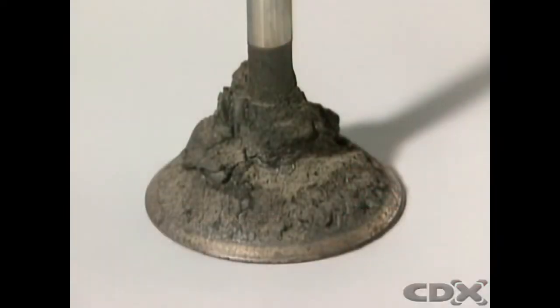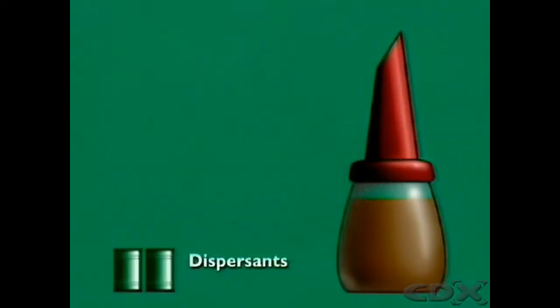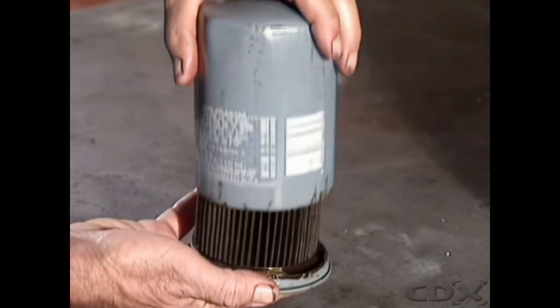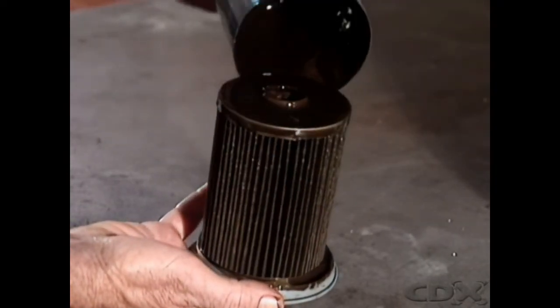Detergents reduce carbon deposits on parts like piston rings and valves. Dispersants collect particles that can block the system, separate them from each other, and keep them moving. Then they will be removed when the oil is changed.